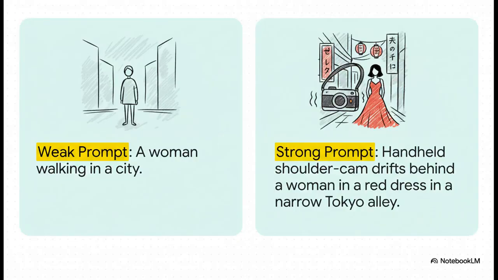Let's see what a massive difference this makes. The weak prompt: a woman walking in a city. I mean, that's just a gamble, right? The AI has to invent everything from scratch. Now, look at that strong prompt. It leads with the camera, handheld shoulder cam. It specifies the subject, the environment, the lighting, the texture. This doesn't just ask for a video, it directs a scene with such clear purpose and style.